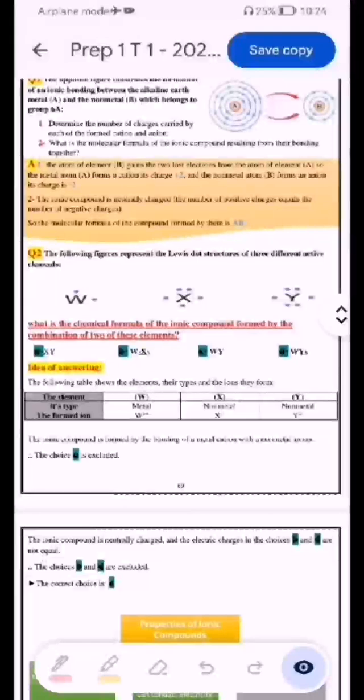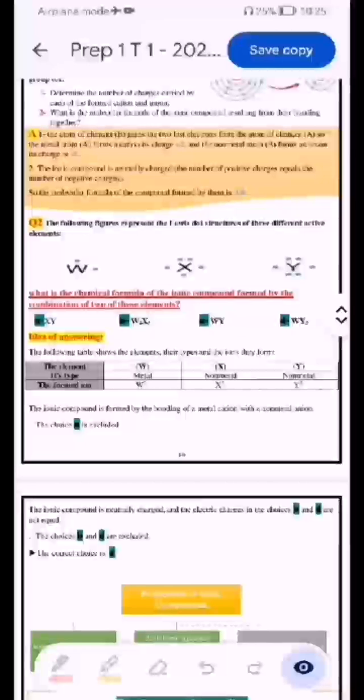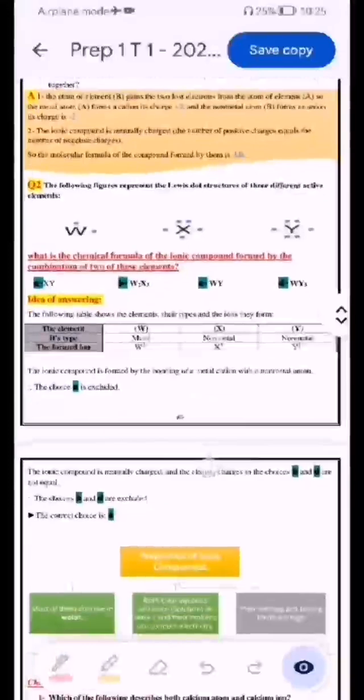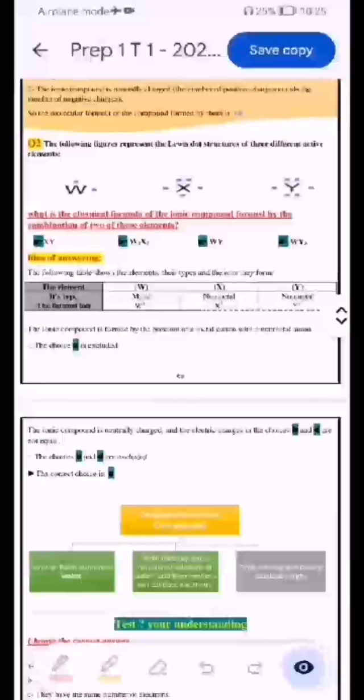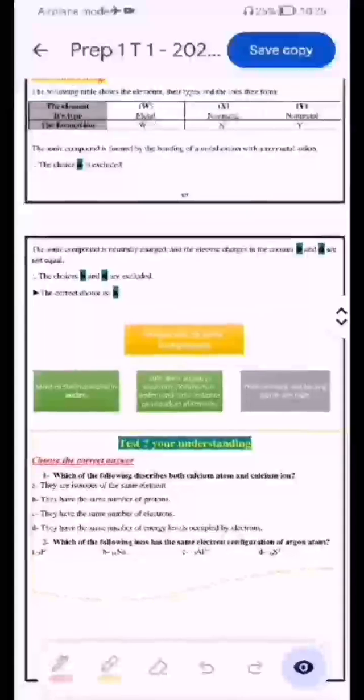Number C, W and Y. W contains 2 valence electrons, so it will lose them, and Y needs 2 to gain. So the correct answer will be what? W and Y, the WY compound, because W loses 2 electrons and turns into a positive ion, and Y gains these 2 electrons and turns into a negative ion. So the correct answer is C. Okay.